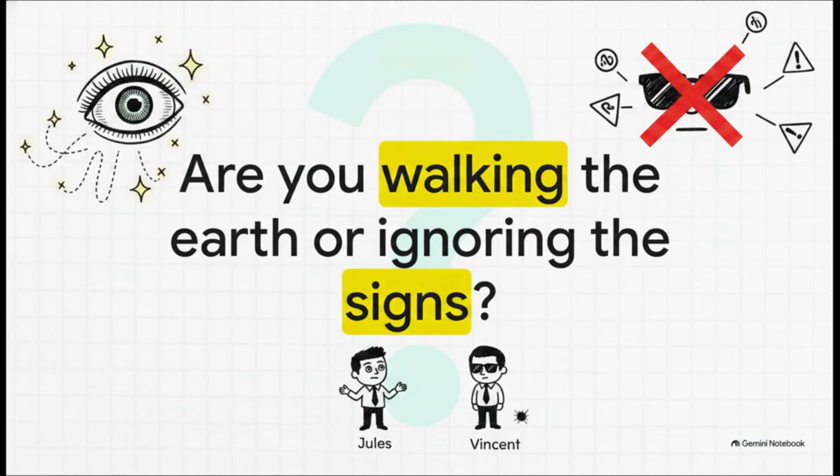We've cracked open the structure, the dialogue, the philosophy, but I want to leave you with one final provocative thought. If our fates are determined by how we react to the seemingly random miracles in our lives, are you walking the earth with your eyes open like Jules, or are you just ignoring the signs like Vincent? Something to think about the next time you experience a completely everyday miracle.